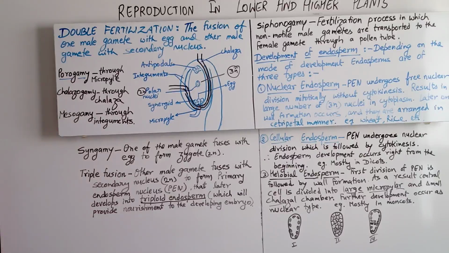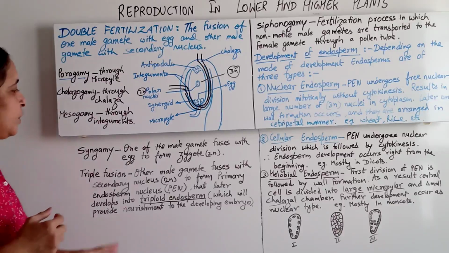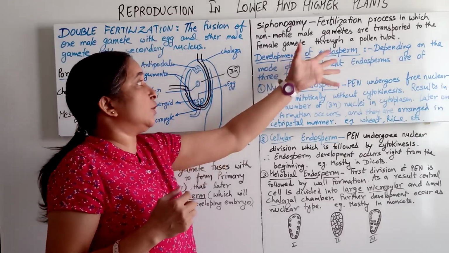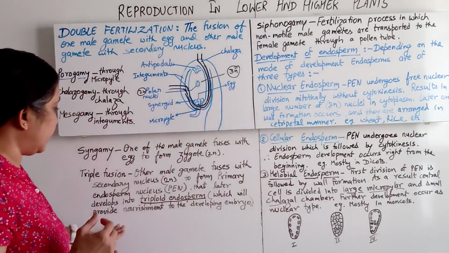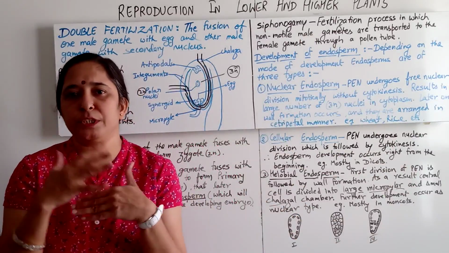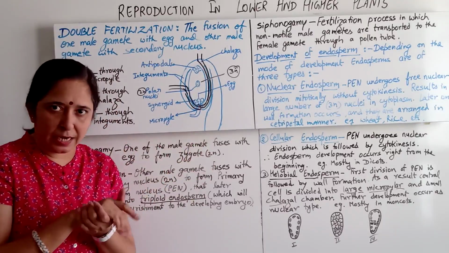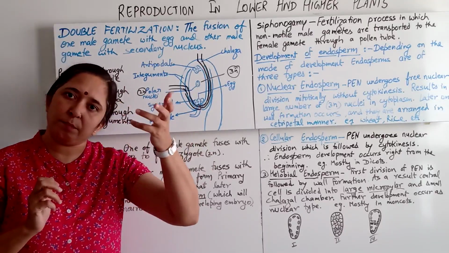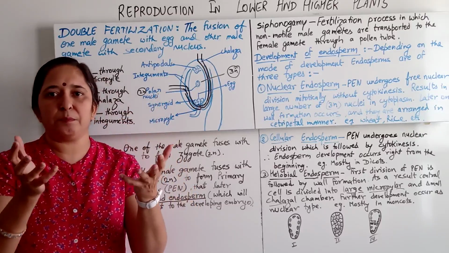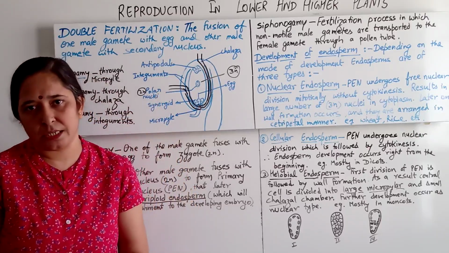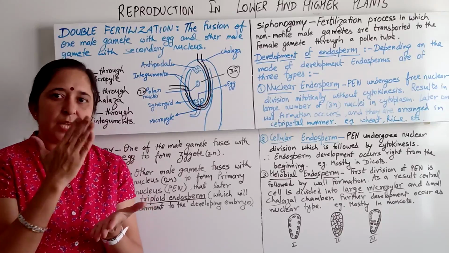Now after this, the next is the development of the endosperm. Why is the endosperm required? As I told, endosperm will provide nourishment to the developing embryo. After fertilization, the embryo development and endosperm development take place simultaneously. So we will discuss that one by one.